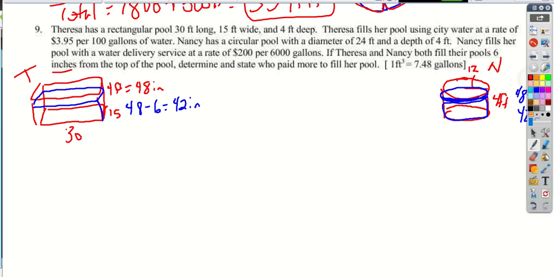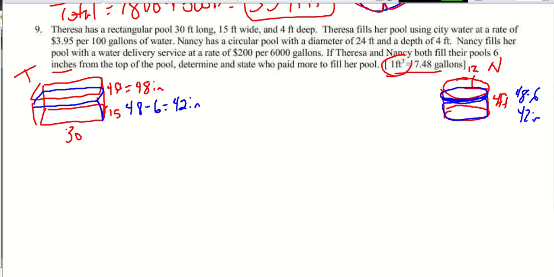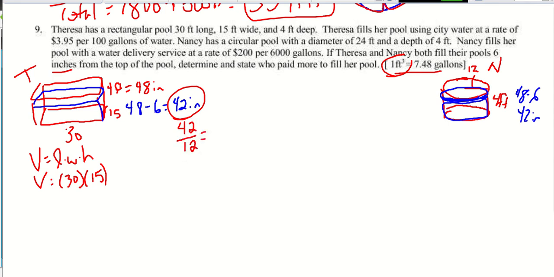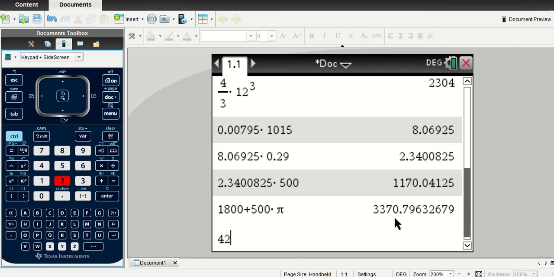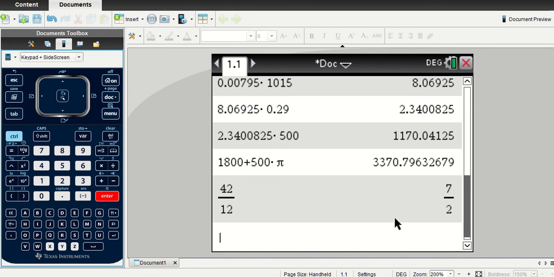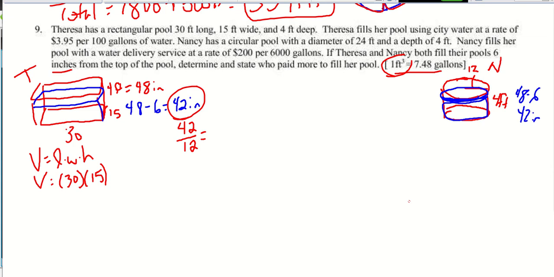We want to know, and it gives us a conversion in cubic feet, so we've got to figure out cubic feet here. Who paid more? So we want to calculate the volume. So the volume of this is length times width times height. So the length, remember, is 30. The width is 15. Oh, we've got a problem. We want to convert these 42 inches back into feet. So we're going to take 42 and divide by the number of inches in a foot, which is 12. And we get 7 over 2, or 3.5. So Control Enter will convert that for you. 3.5.